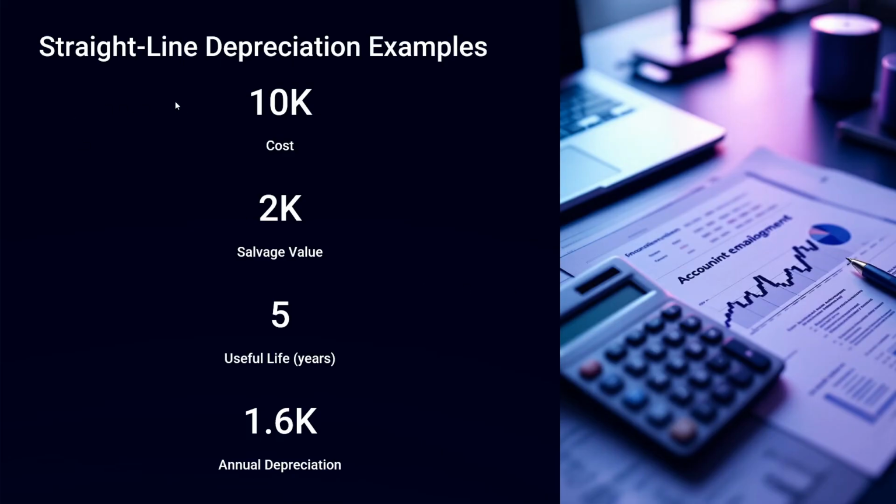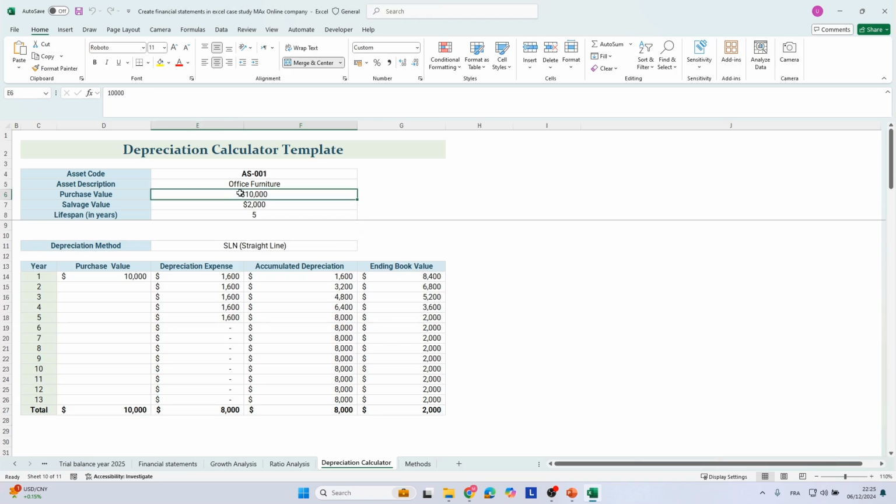We have an example for the straight-line method. We have an asset that we purchase for 10,000, salvage value of 2,000, and its useful life is 5 years. So the annual depreciation is 1,600. Let's see here in Excel our asset that we have seen in the presentation. We have an asset that we purchased for a value of 10,000, its salvage value is 2,000, and the useful life is 5 years.